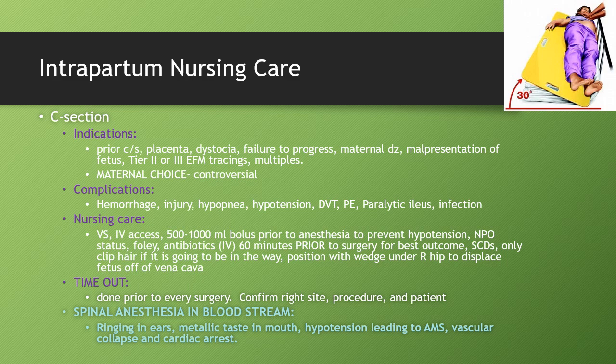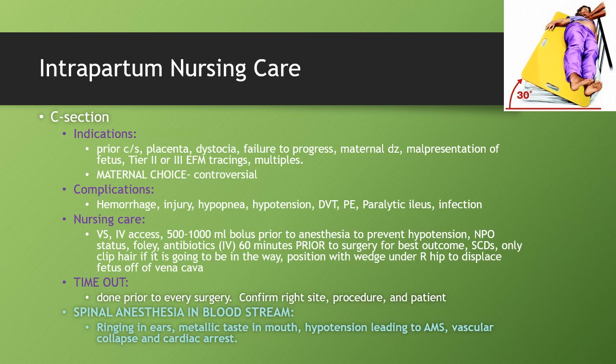Nursing care includes vital signs, IV access, and an IV fluid bolus of about 500 to 1,000 milliliters, so half to one liter of fluid prior to anesthesia to prevent hypotension. You want the patient to be NPO, and a Foley catheter to empty the bladder. Antibiotics should be given 60 minutes prior to surgery for the best outcome. And then sequentials to help prevent DVTs. We only clip hair if it's going to be in the area of the surgical site, so if it's going to be in the way, otherwise we just leave hair as it is.